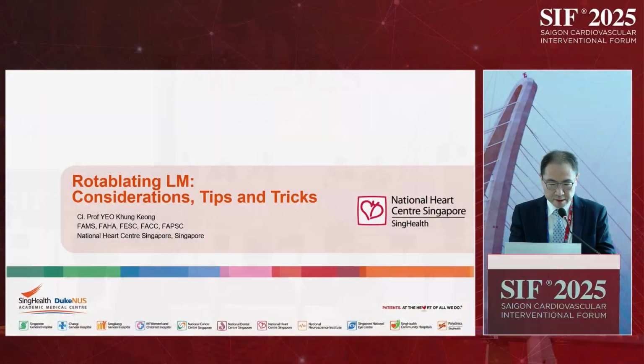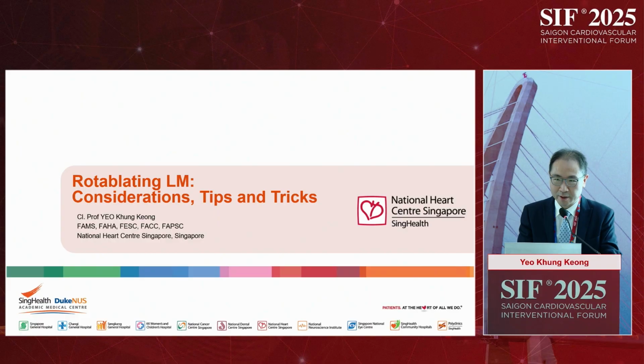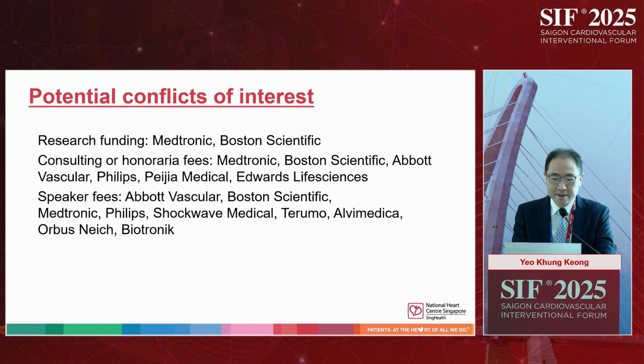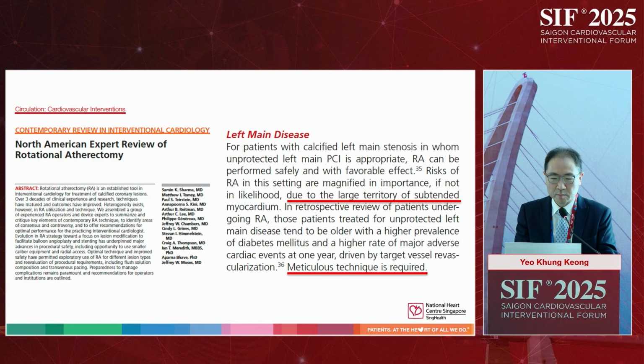I've been asked to talk about rotablating the left main: considerations, tips and tricks. I like this topic because we don't have to have too much data. These are some of my disclosures, and I want to start off with this statement from the North American Expert Review on RA, back in 2019. I want to highlight two key points. One is that rotablating the left main is high risk because of the large territory of subtended myocardium, and that meticulous technique is required. So just very important.